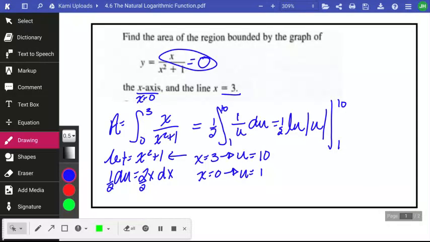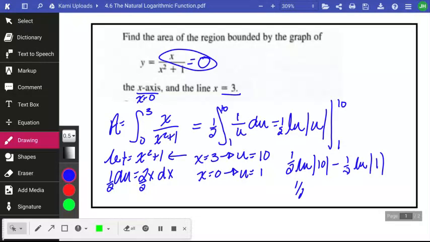I also don't need to replug back my x because I don't have any x values going on, and I don't need any x values now because I changed my limits of integration. So I don't want to put it back because then I would have done that all for nothing. Okay, these are u values. 10 is a u value, 1 is a u value. So then I can just do 1/2 natural log absolute value of 10 minus 1/2 natural log absolute value of 1, and you have to plug them back in.